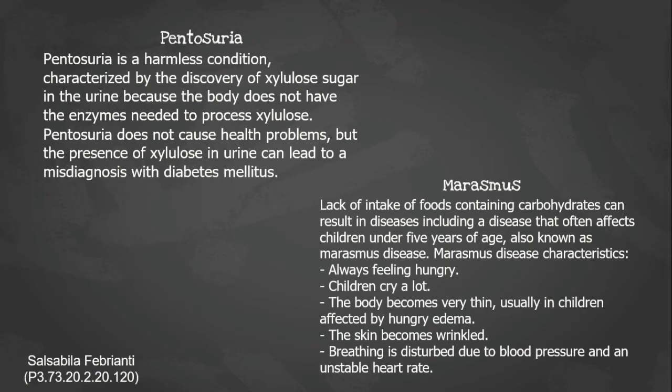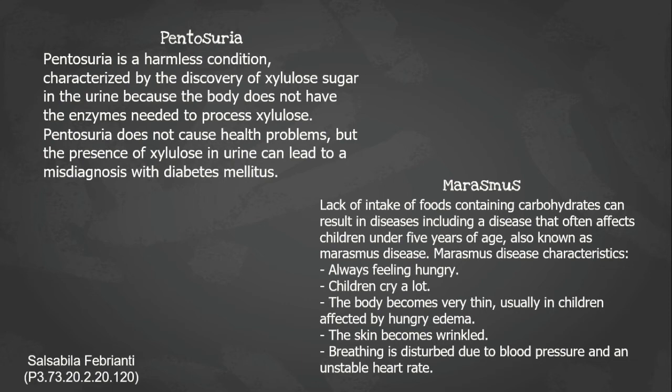5. Pentosuria. Pentosuria is a harmless condition characterized by the discovery of a sugar in the urine because the body does not have the enzyme needed to process it. Pentosuria does not cause health problems, but the presence of sugar in the urine can lead to misdiagnosis as diabetes mellitus.